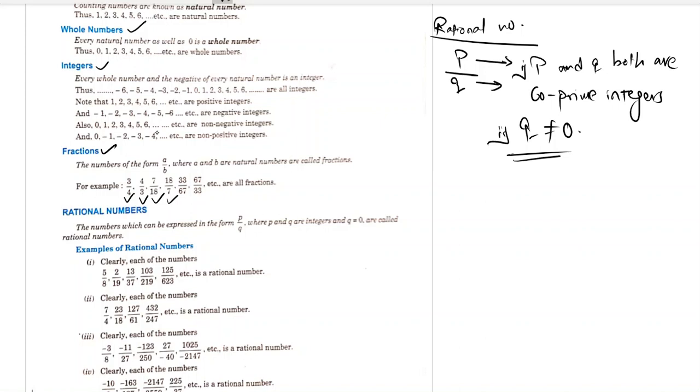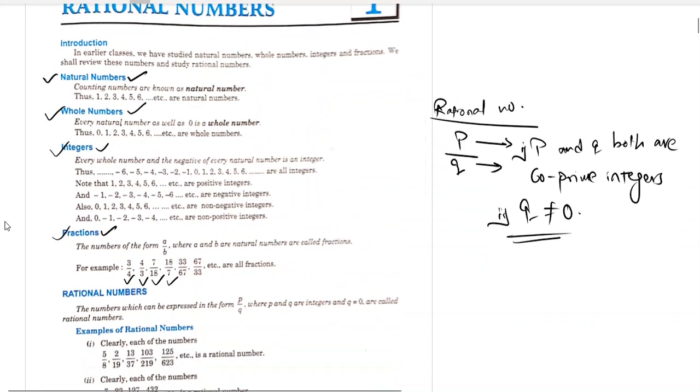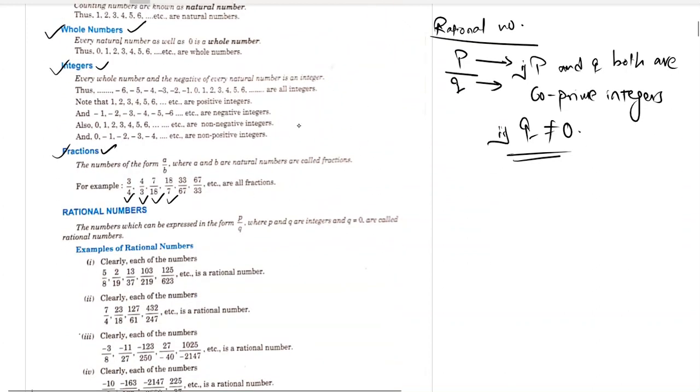In fact, the numbers which you just saw over here, natural numbers, whole numbers, integers, fractions, these are all part of rational numbers. Also decimals. Decimals are also part of rational numbers, right? So a rational number is a number which can be represented in the form of p by q, and p and q both are co-prime integers, and q is not equal to 0.